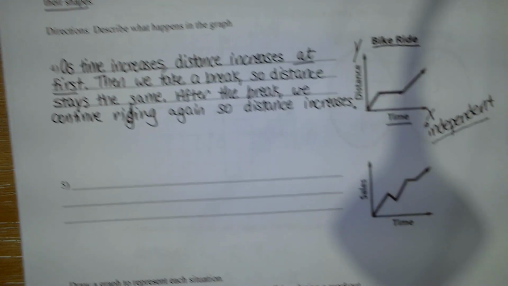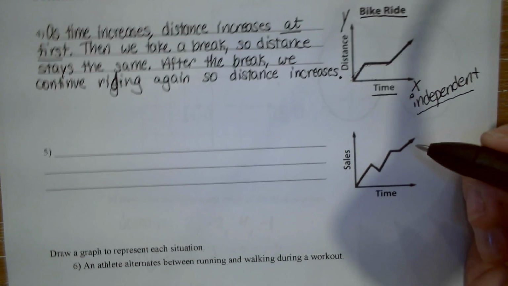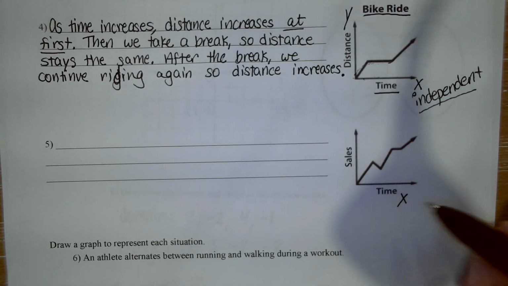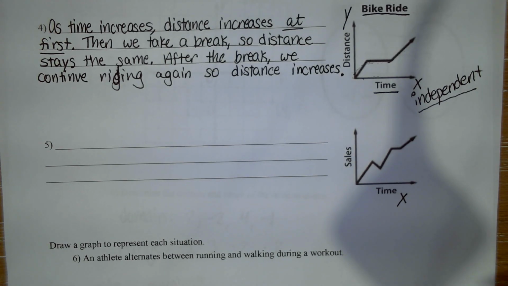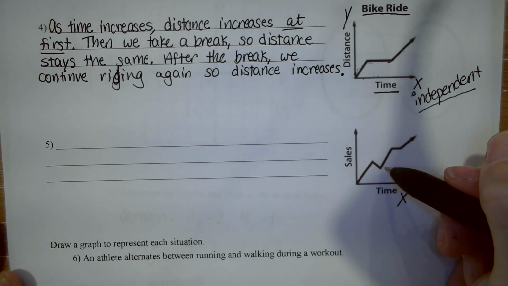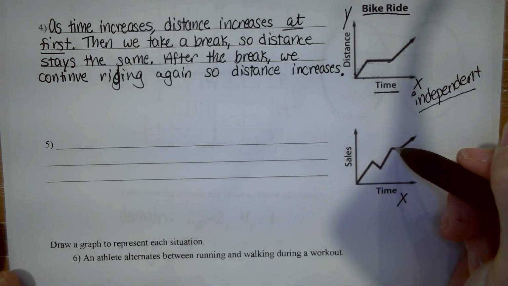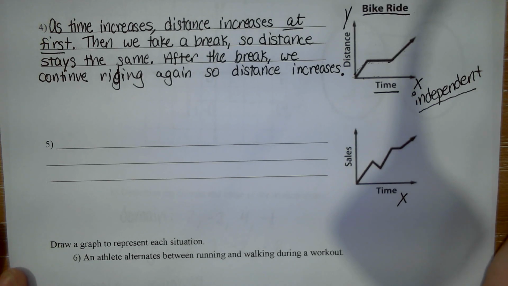So let's do the same thing for the next one. This time they don't give us a title, but they are telling us that we're measuring time. That's always the x-axis. And sales. So we're showing how sales change over time. So first sales increase, then they fall, then they increase again, then they stay the same for a little bit, and then they finally continue to increase at the end. So that's how we're going to describe it.